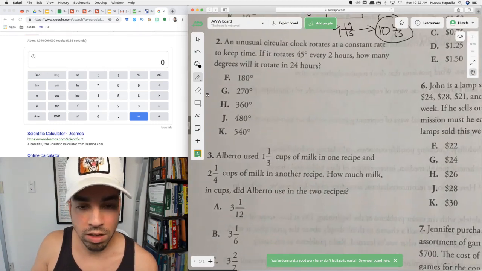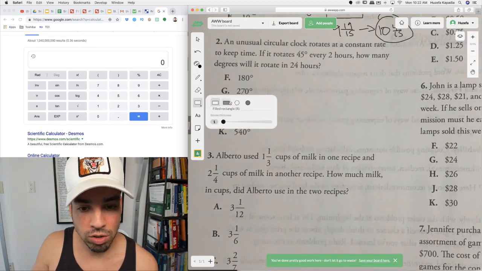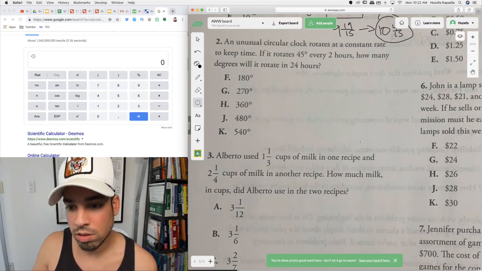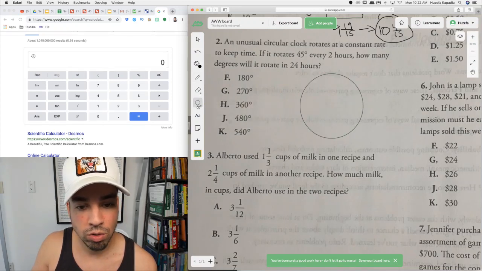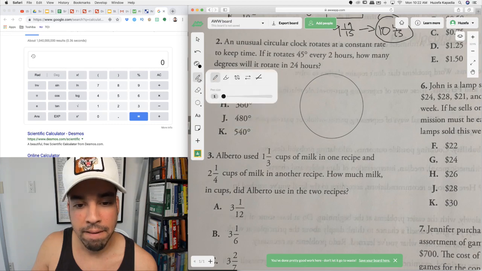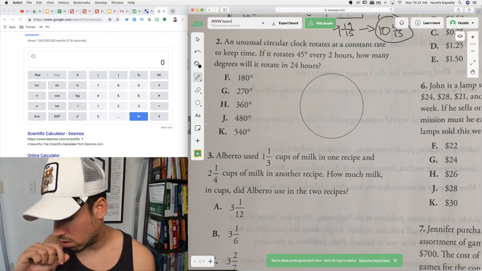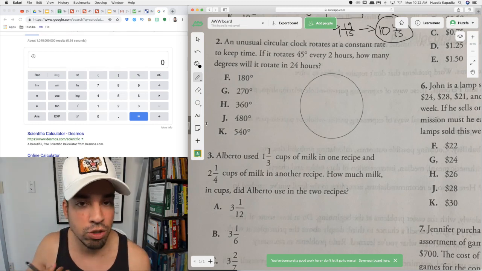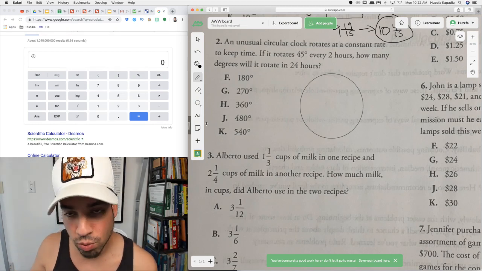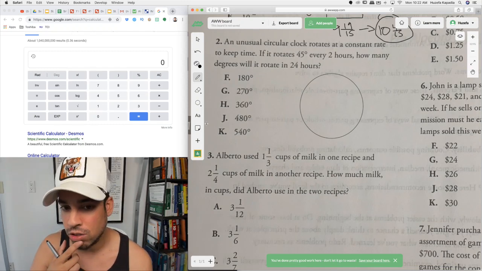Okay, next, an unusual circular clock. I'm going to draw a circle real quick. An unusual circular clock. And again, I'm doing these problems for the first time. I haven't looked at them. I haven't prepped for this, so you're seeing me solve in real time. So we will check the answers at the end.